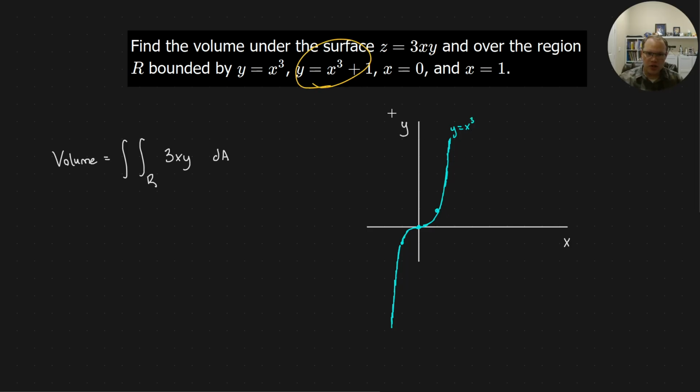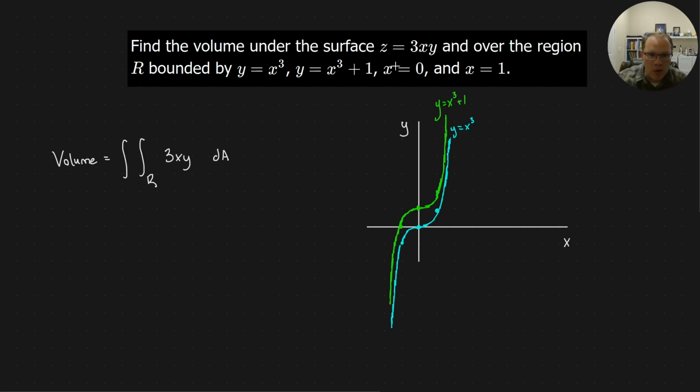Then I have y equals x cubed plus 1. That is the same curve, but it just shifted up 1 unit. So take all my points, shift them up exactly 1 unit, and draw the same curve. Okay. That's y equals x cubed plus 1.